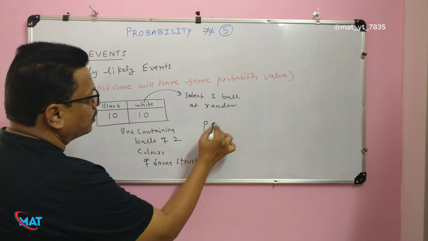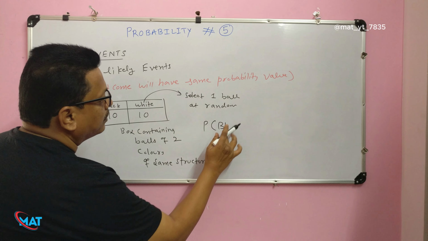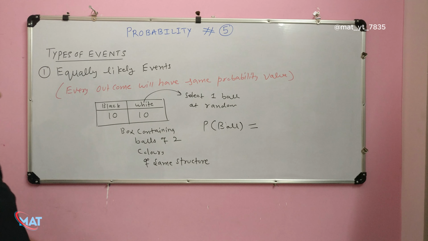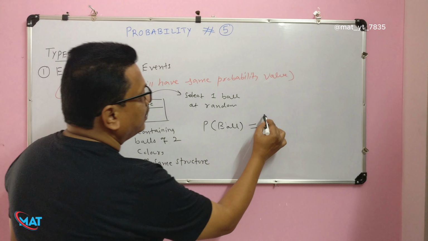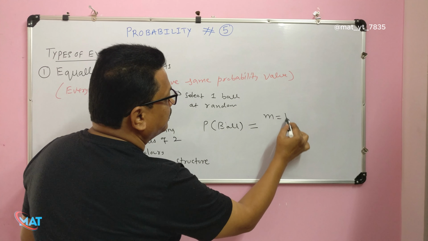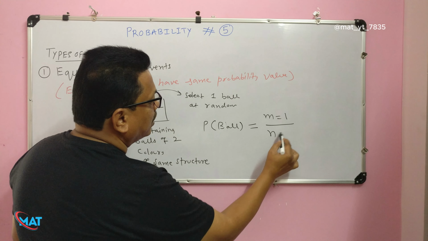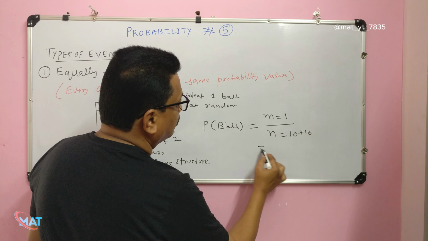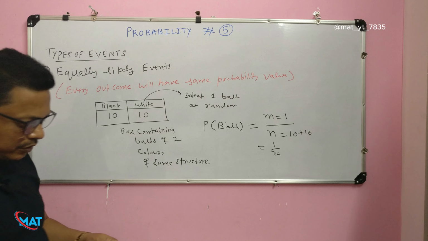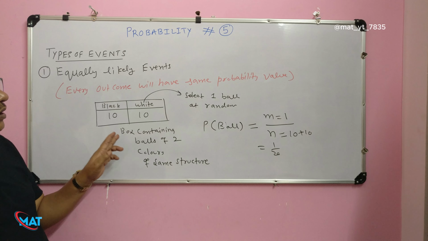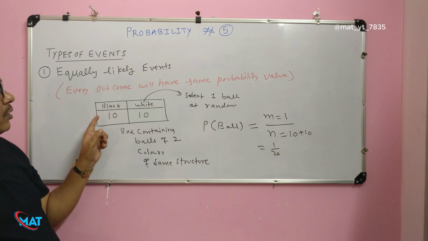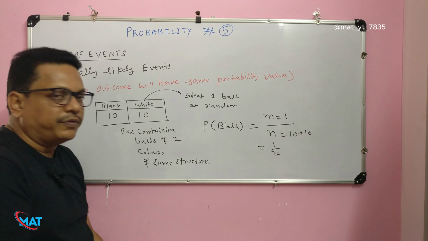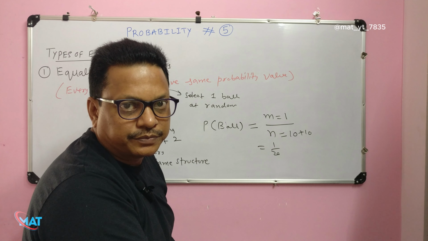What is the probability of the ball selected? Because we are taking only one ball, the M value, whatever you take in the numerator, must be 1 by N. Total number of balls is 10 plus 10, that is equal to 1 over 20. 1 over 20, irrespective of the color. So all 20 balls will have the same probability when they are selected.